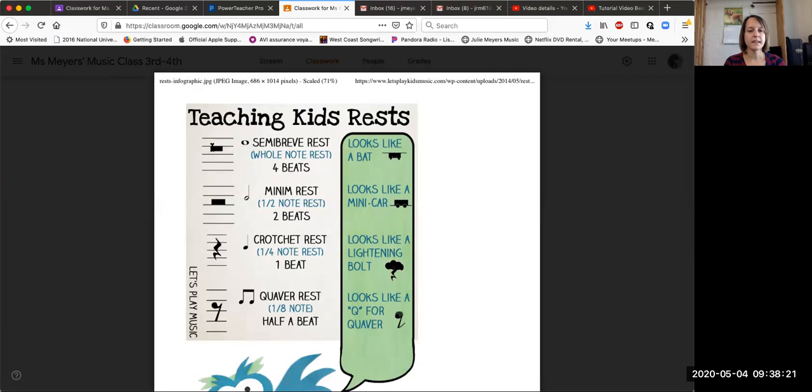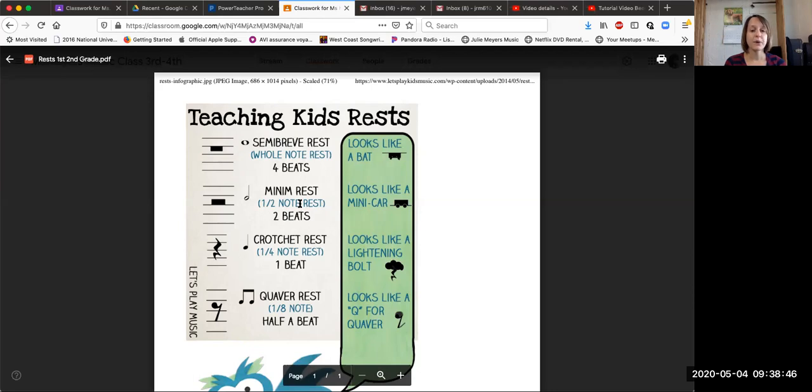You can see here that the first one we have is a whole note rest, okay? And that gets 4 beats, but it also gets 3 because remember, it has to also do with the time signature, okay? So it gets 3 or 4 beats of rest depending on the time signature, okay? And here they say it looks like a bat. It's upside down. It looks like a bat or it looks like an upside down hat, okay?